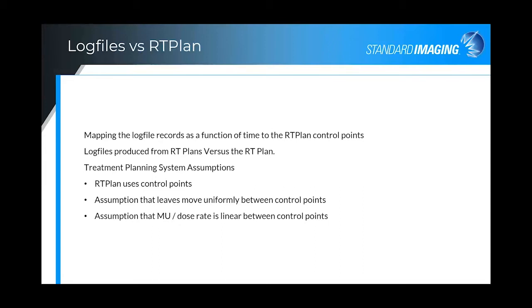So the RTPlan specifies delivery based on control points. Only at these points is the configuration specified. And between the control points in the treatment plan, the leaf movement and monitor unit is not specifically defined, so one can't be sure, other than the assumption one makes that it's linear between control points. As well, the LINAC control system may make adjustments to some parameters as part of the delivery process.